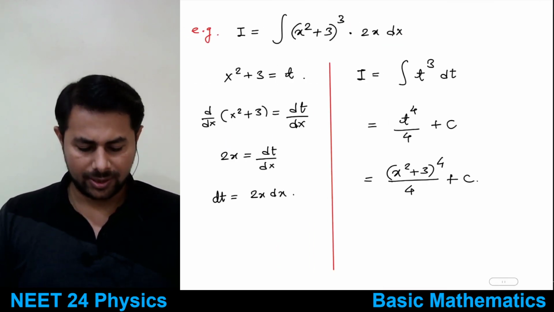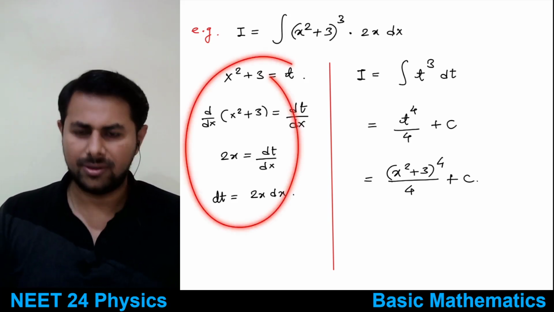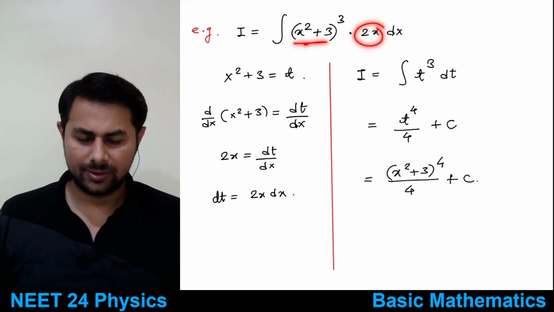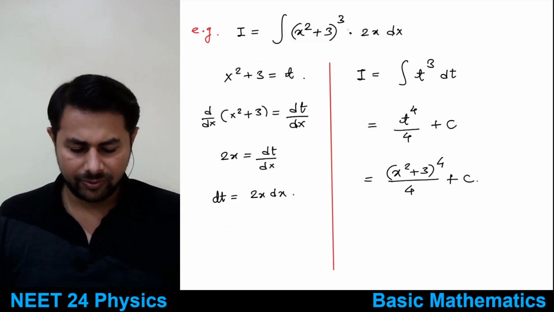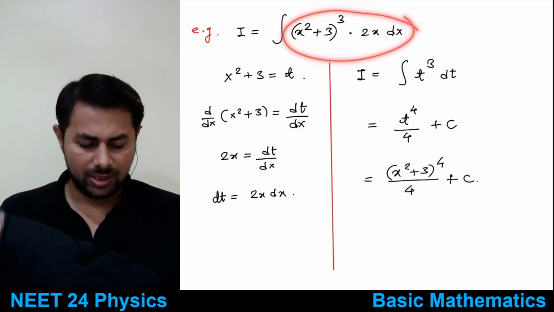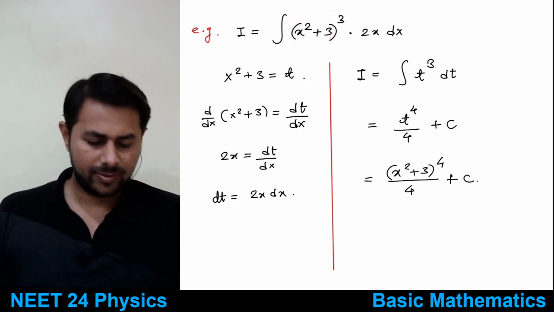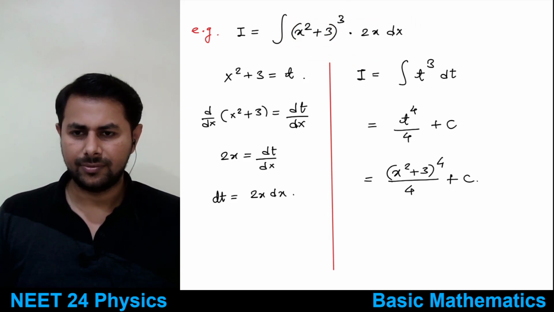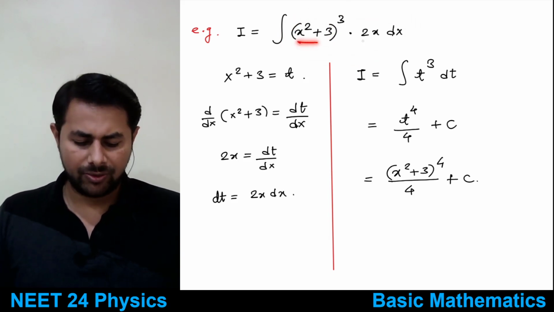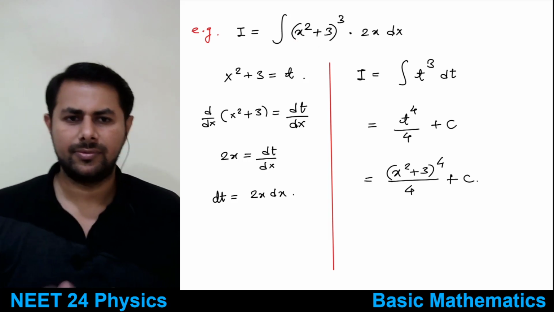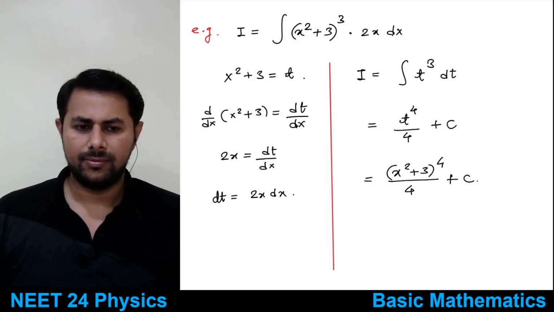Okay, now you can skip these steps. If you identify that this is the derivative of this, what will be its integral? What will be the integral of this? Just the integration of this bracket plus c. The derivative of the bracket is sitting there in multiplication. Everyone, this is clear? Yes, no?